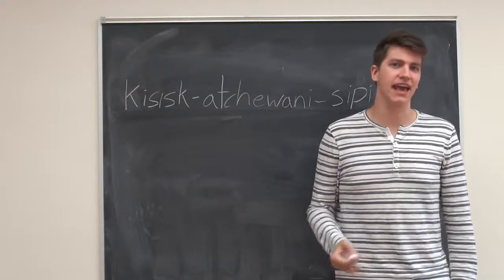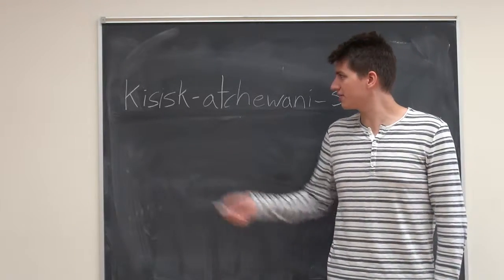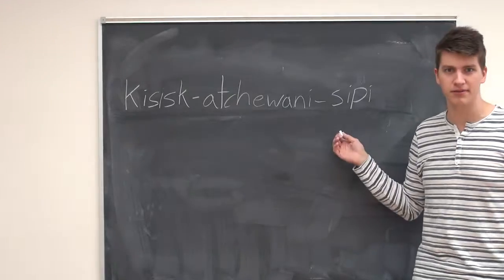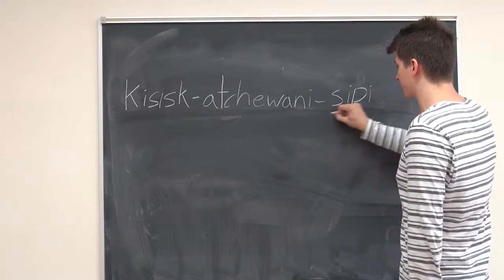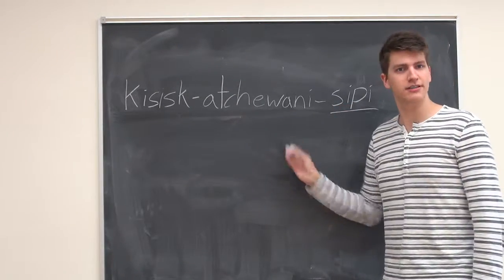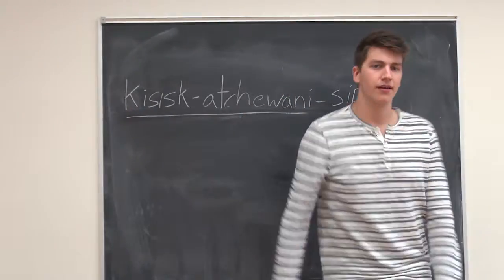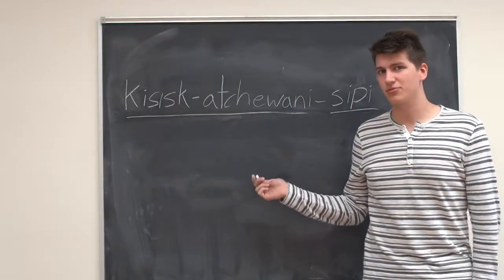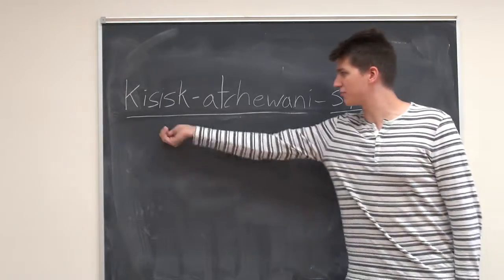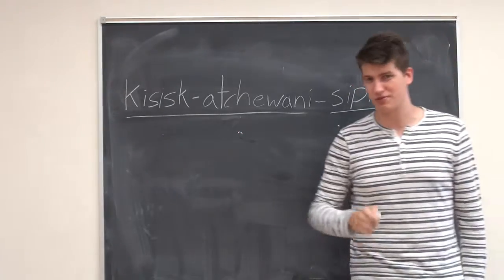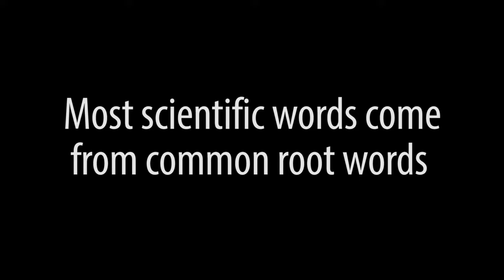Saskatchewan is actually an anglicized term for the Cree word Kisiskatchewani Sipi. Sipi is the Cree root word for river, and Kisiskatchewani is the Cree root word for swift flowing. Now, instead of a 19-letter word, we've now condensed it into 3 parts, which is a lot easier to remember than 19. Most of the words in the disciplines of science are also compound or bundled words.